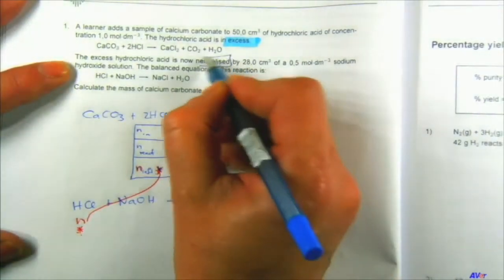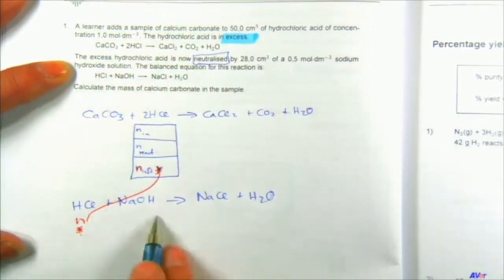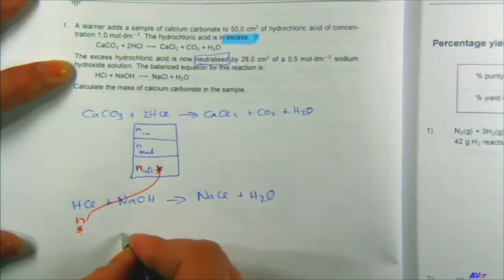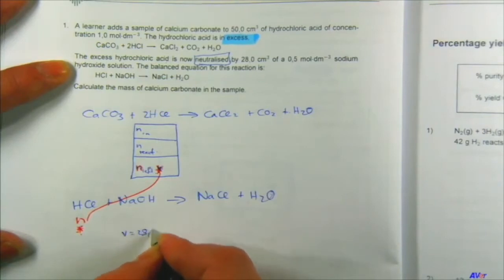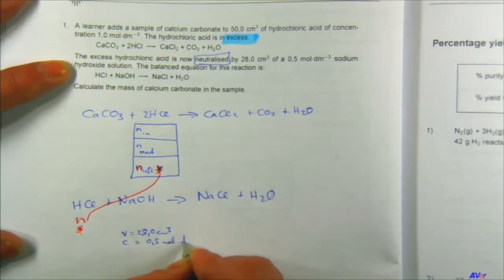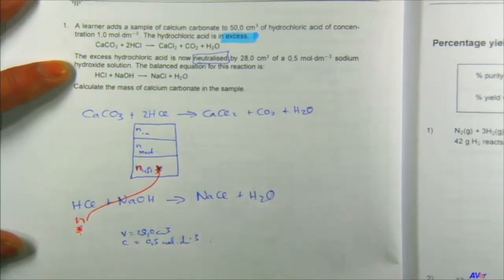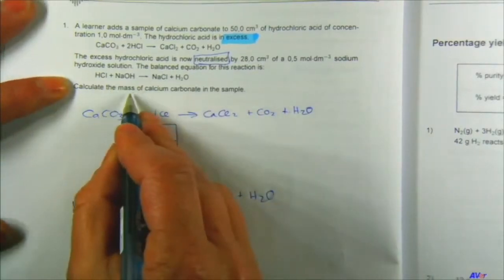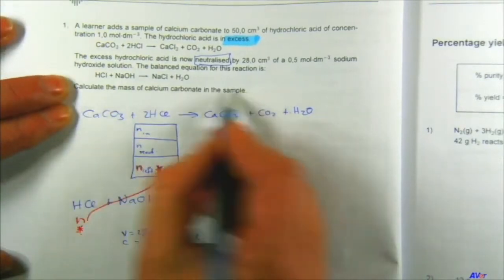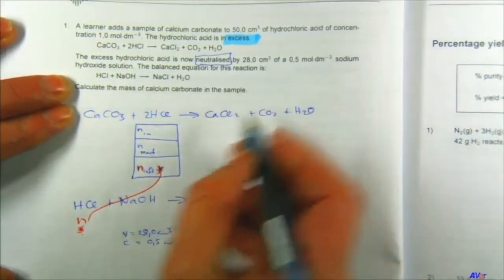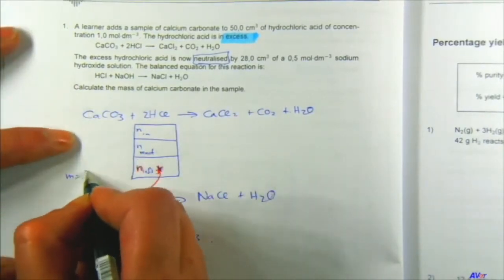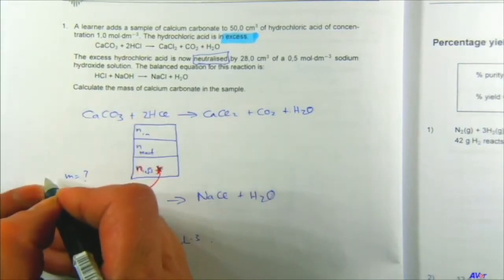What can we say for neutralized? They will be in the right ratio. And now they give you sodium hydroxide, a volume of 28.0 cubic centimeters, and a concentration of 0.5 moles per cubic decimeter. And what do they ask you? They ask you what mass of calcium carbonate was in the sample, what reacted. Now, I want to end up with the mass of calcium carbonate. That's where I'm working towards.